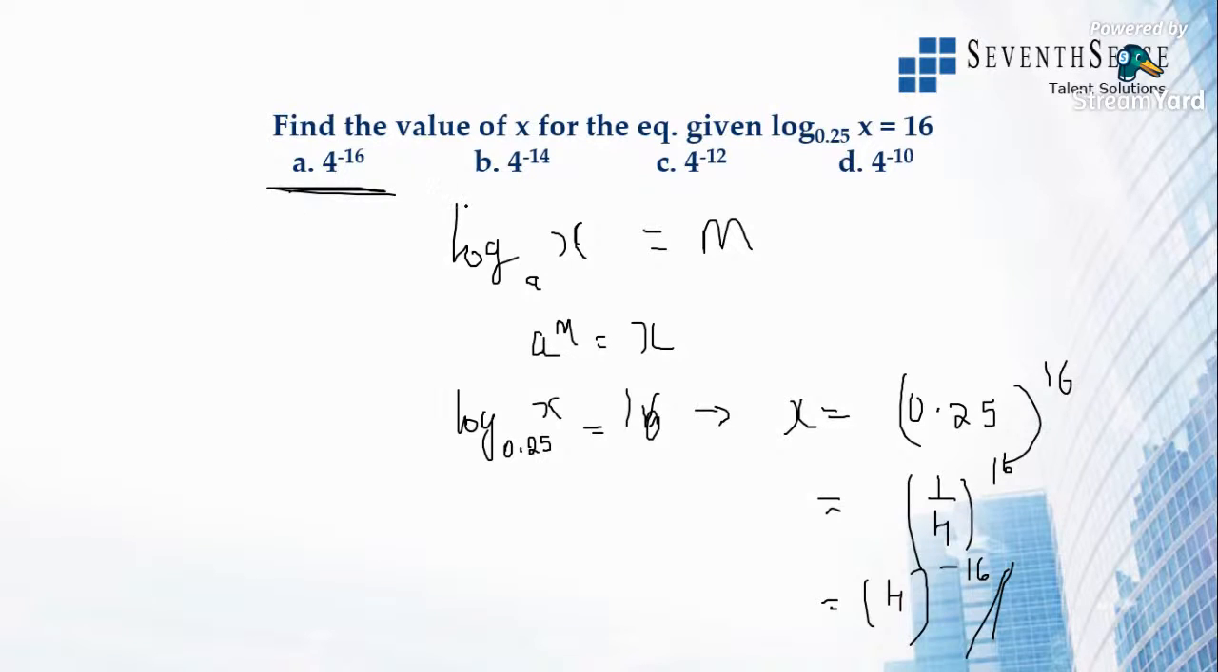Simple, guys. Always remember logarithm is in this format. Whenever it is given in this format, this is nothing but a power m is equal to x. So log x to base 0.25 is equal to 16 can be written as x is equal to 0.25 power 16.